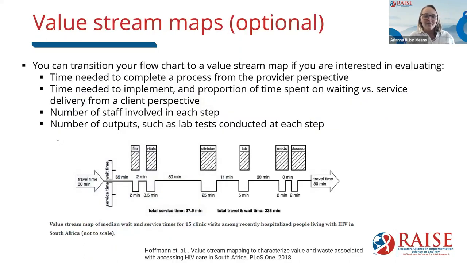Another optional add-on is value stream maps. Again, we're not going to talk about that too much here, but I do want to mention them as another kind of lean management tool that helps you extend your process map by essentially layering on important quantitative data onto a flow diagram, like the time needed to complete a process from a provider perspective or from a client perspective, the number of staff involved in each step, et cetera. You can see in this value stream map, they quantified time spent on different steps for a clinic visit for people who are living with HIV who are recently hospitalized in South Africa. I'm not going to talk about them in further detail, but they're very cool. And I want to highlight them again as kind of a natural extension of process maps for anyone here who wants to dig deeper.